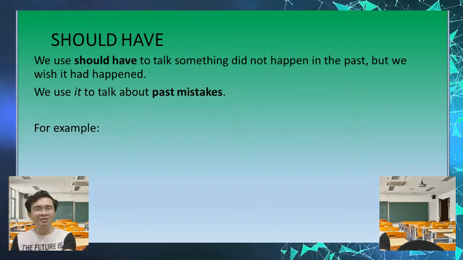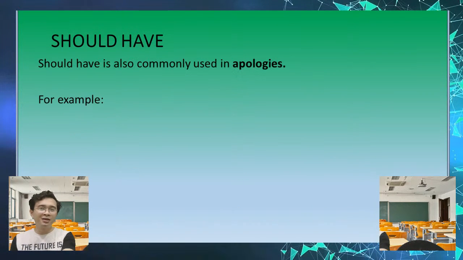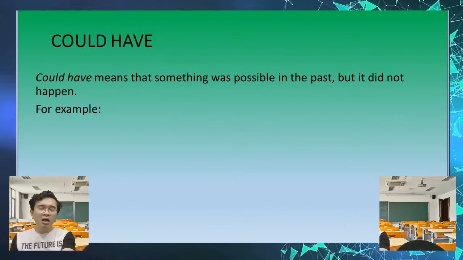First one, again, for should have, it has 2 usages or 2 ways to use it. We use it to talk about our past mistakes. And another one, we use it for making apologies. For could have, we use it for something that was possible in the past. Yes, it was possible for you to do it, you had a chance to do it, but you did not do it or it didn't happen.